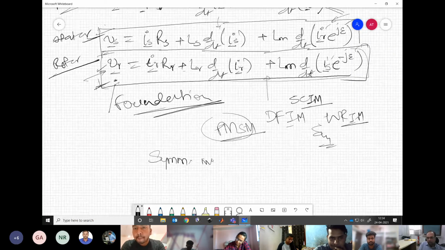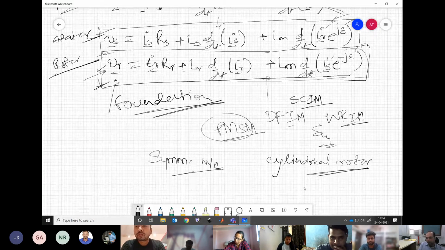By symmetrical, what I mean is cylindrical rotor. When you go for machines with saliency, then you have to modify these equations. Understanding my point?